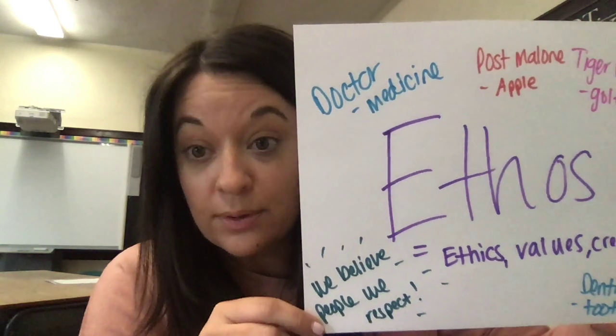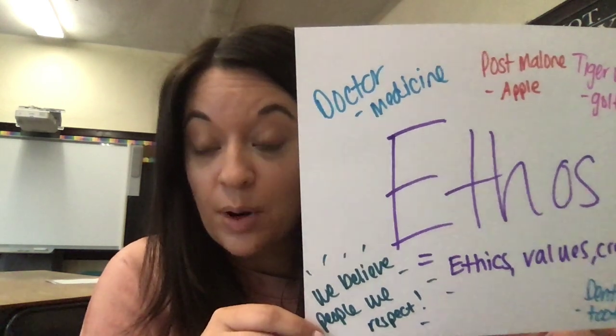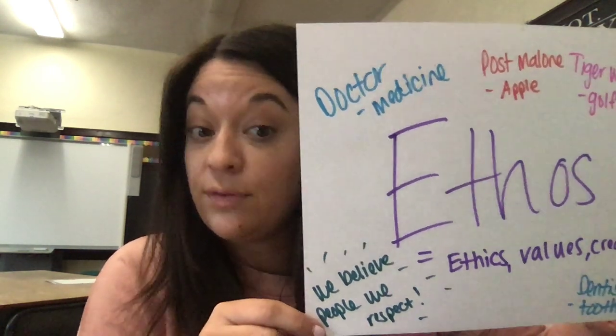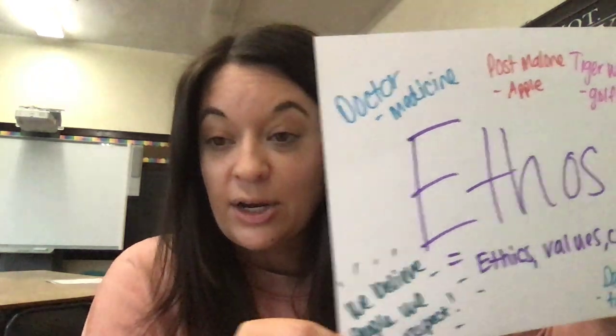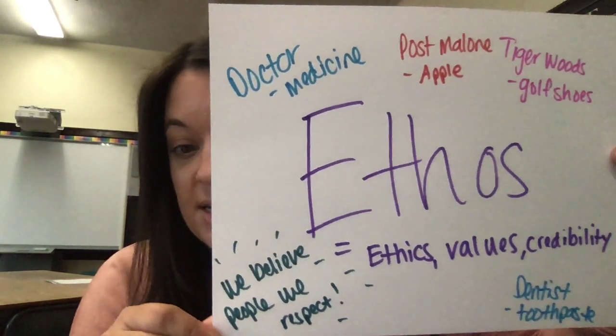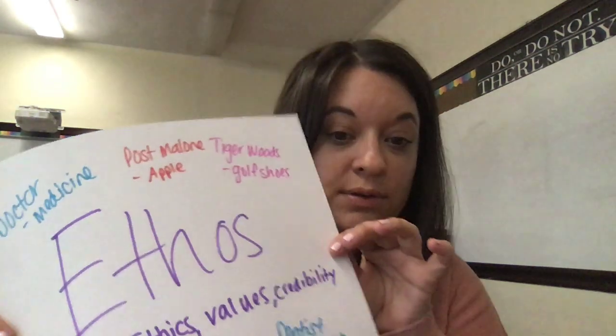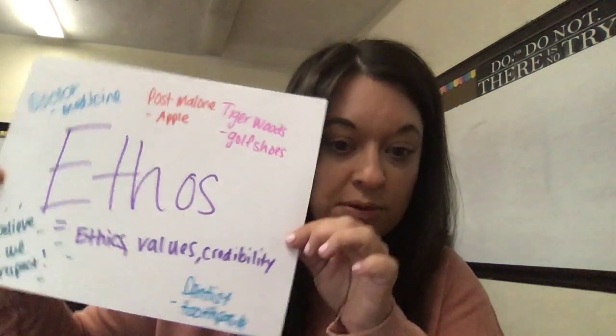Post Malone for Apple. He's a musician. He probably uses Apple products. If he does, I'm going to. Tiger Woods for golf shoes. Dentists for toothpaste. We want to believe people that we respect. If we don't like someone or we don't think they're going to use the product that they're advertising, we're probably not. So ethos appeals to our ethics, values, and credibility.